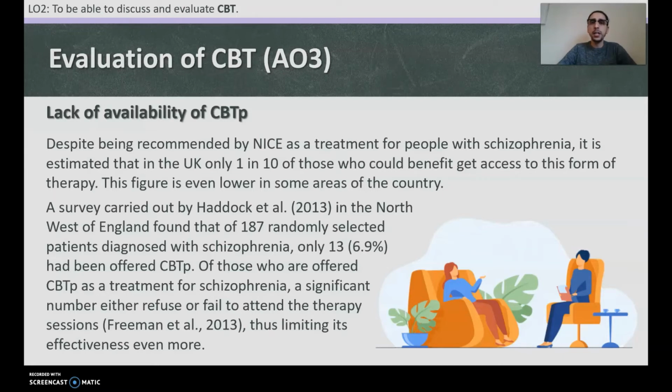Despite being recommended by NICE as a treatment for people with schizophrenia, it is estimated that in the UK, only 1 in 10 of those who could benefit get access to this form of therapy. This figure is even lower in some areas of the country. A survey carried out by Haddock et al. in the northwest of England found that of 187 randomly selected patients diagnosed with schizophrenia, only 13, which is just short of 7%, had been offered CBTp. Offered, not even taken up, just offered.